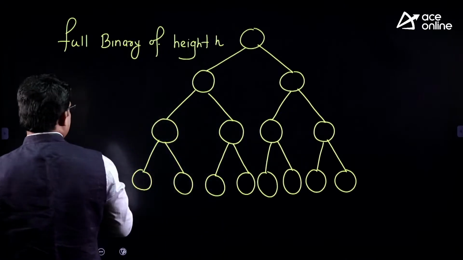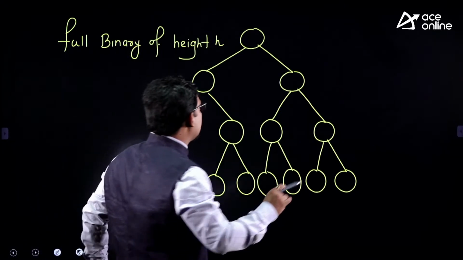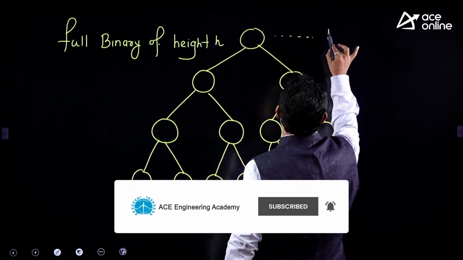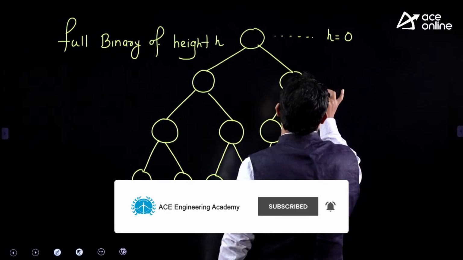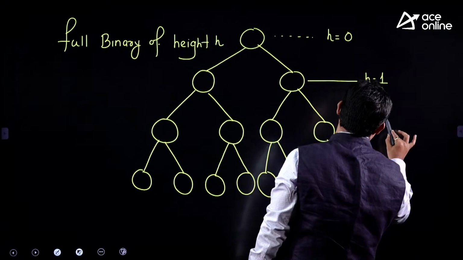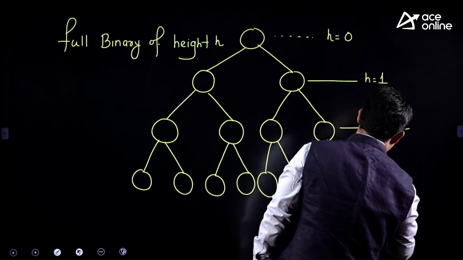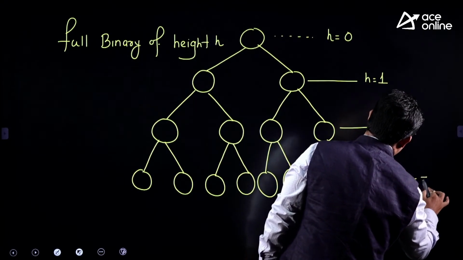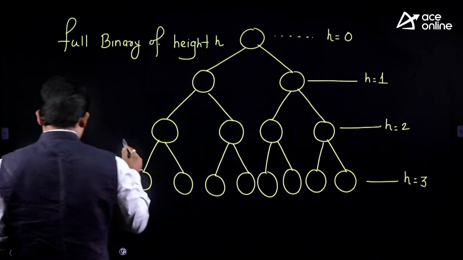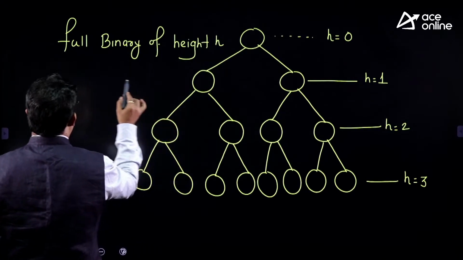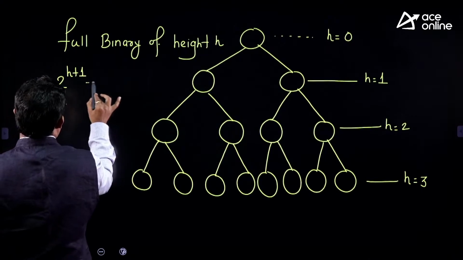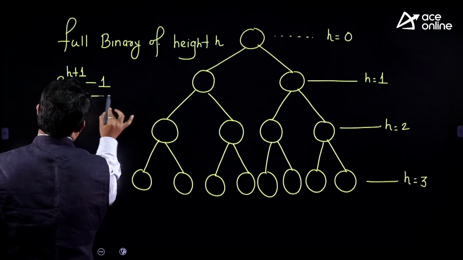Binary tree of height h. What is height? Height is defined from the root. The root is at height 0. This is your height 1. This is your height 2. And the last level, in this case, is height 3. So the number of nodes in a perfect binary tree or full binary tree of height h is 2 to the power h plus 1, minus 1, always.